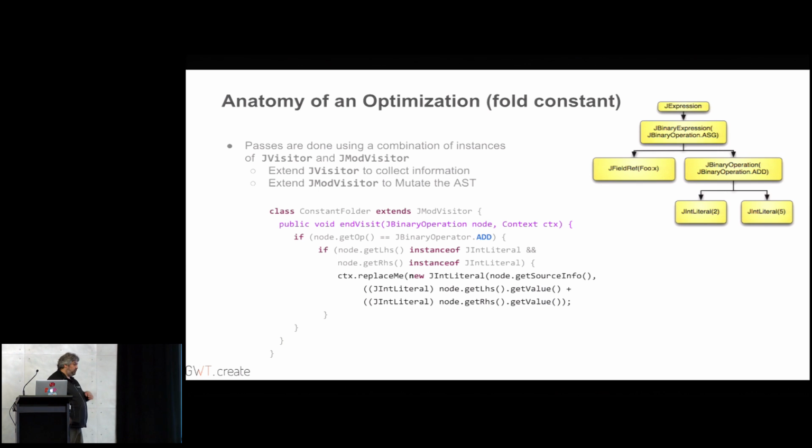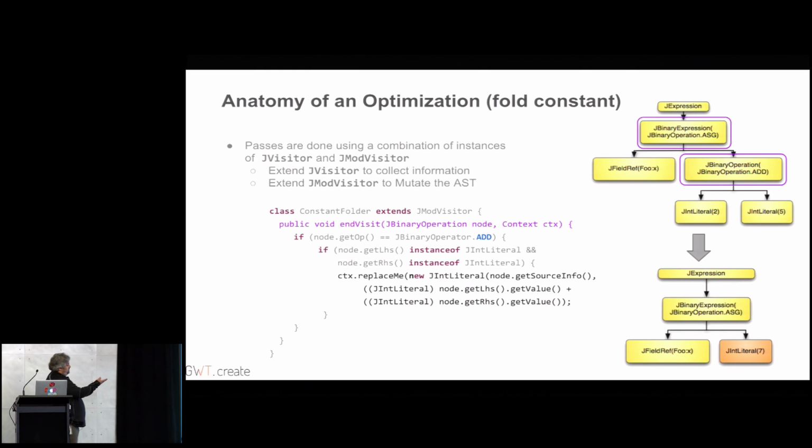One thing that's important when you're writing passes is that every node has attached what's called the source info. Basically it means where this node came from in the original Java source, for example, that binary operation comes from some file, some line. You want to preserve that information so that when you generate the source map, you can step in the right places. So after applying the optimization, you get the transformed tree that has the binary operation replaced by the computed value.